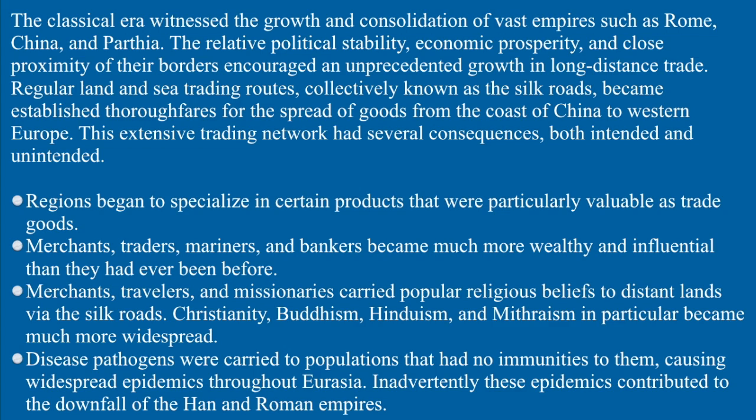Number one, regions began to specialize in certain products that were particularly valuable as trade goods. Number two, merchants, traders, mariners, and bankers became much more wealthy and influential than they had ever been before. Number three, merchants, travelers, and missionaries carried popular religious beliefs to distant lands via the Silk Roads. Christianity, Buddhism, Hinduism, and Mithraism in particular became much more widespread. Disease pathogens were carried to populations that had no immunities to them, causing widespread epidemics throughout Eurasia. Inadvertently, these epidemics contributed to the downfall of the Han and Roman empires.